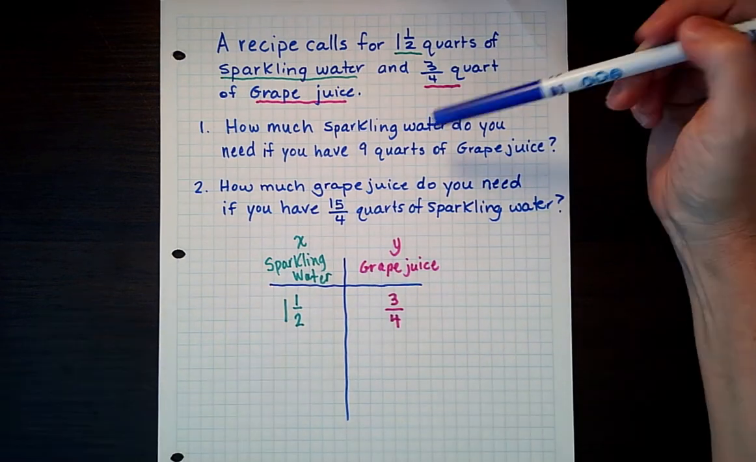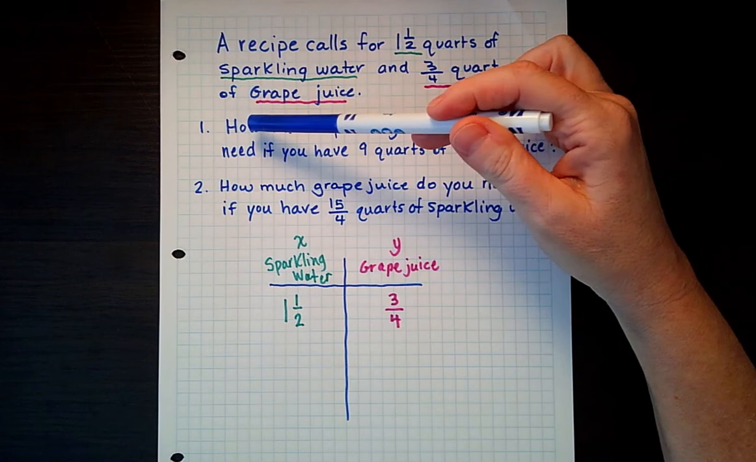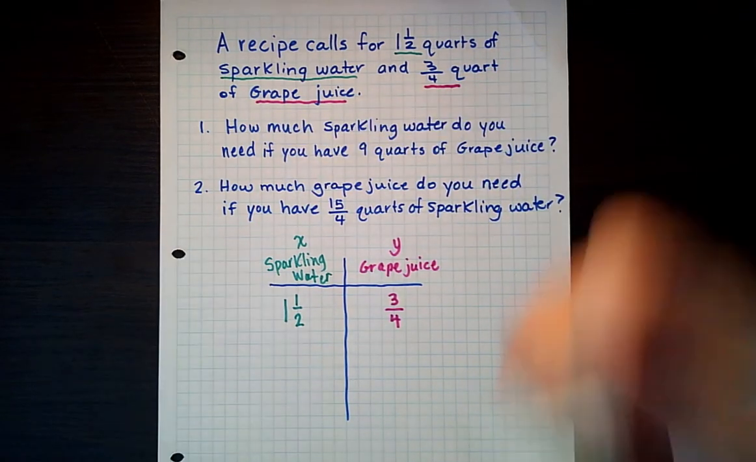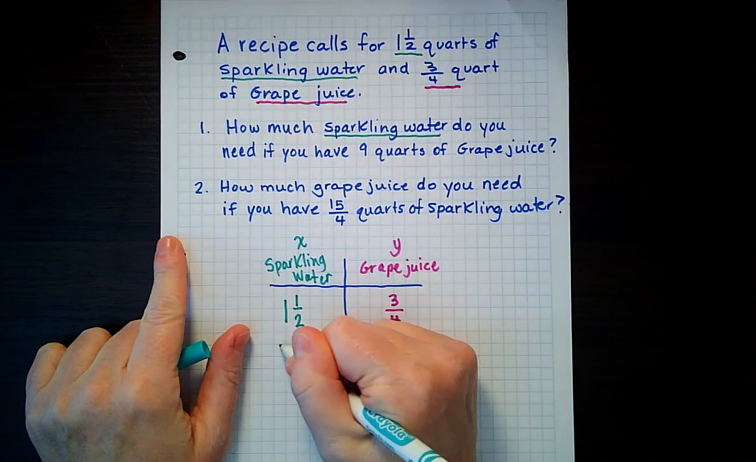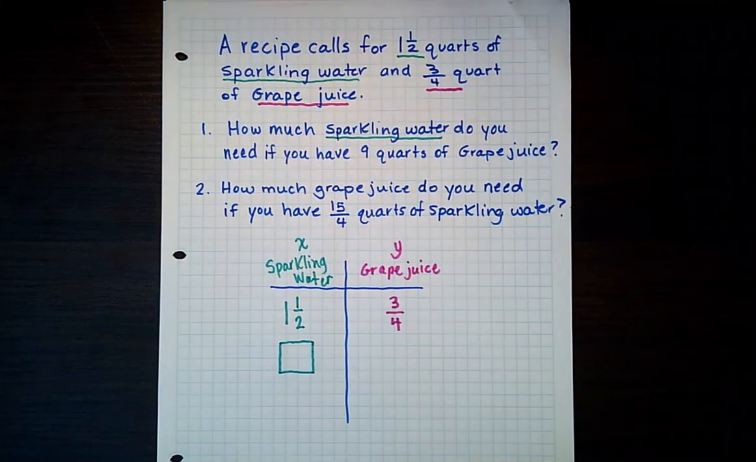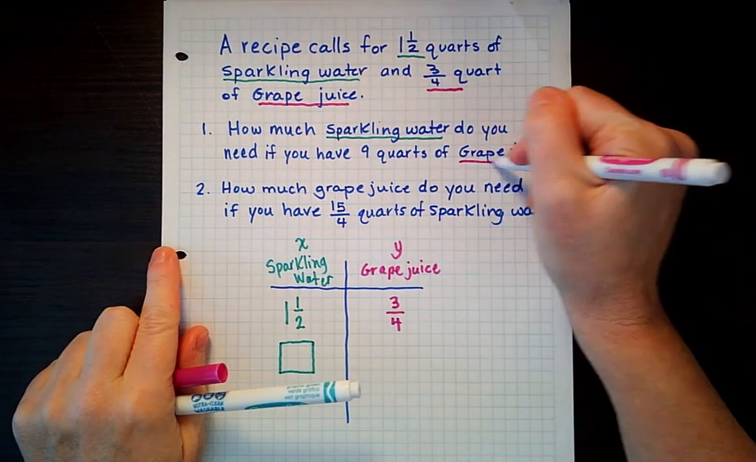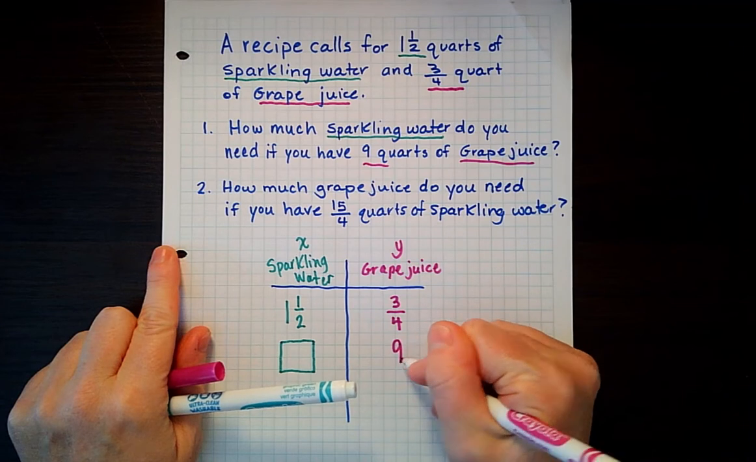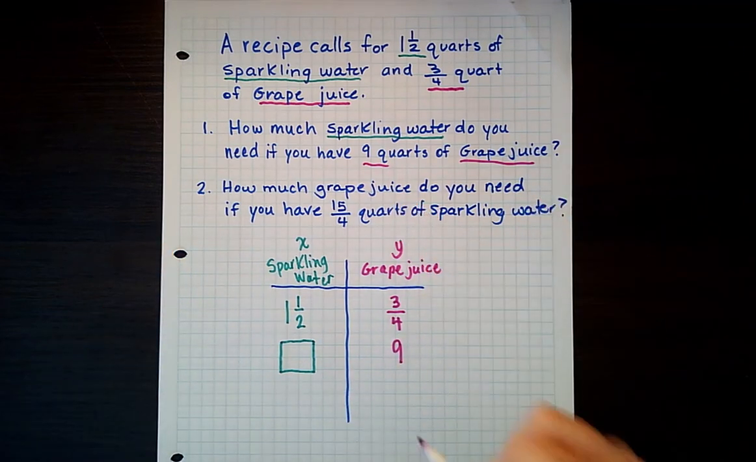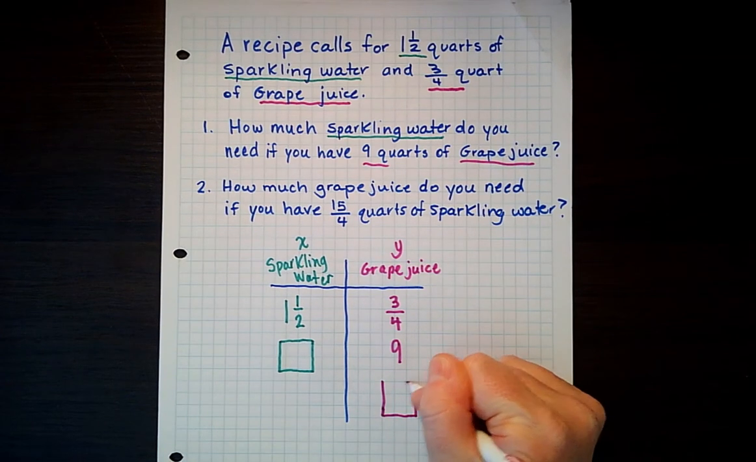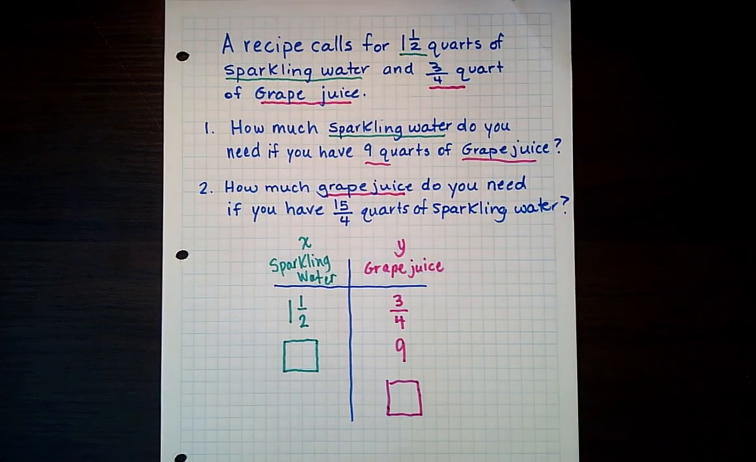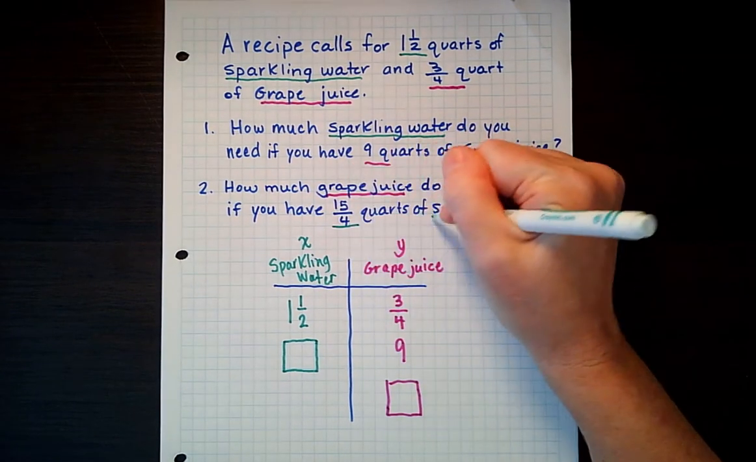Okay, so now let's read question 1. This part's done. How much sparkling water do I need? That's my missing number. I don't know how much I need if I have 9 quarts of grape juice. So they're giving us 9 quarts. Don't worry about the math yet. All right, third question. How much grape juice do I need? That's this side. So I'm looking for my grape juice if I have 15/4 quarts of sparkling water.